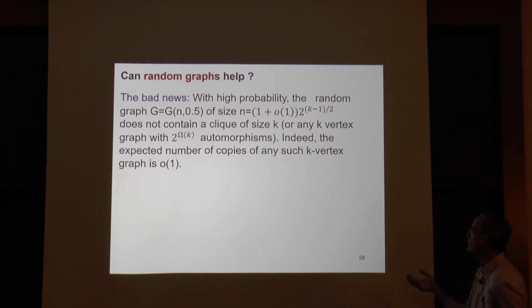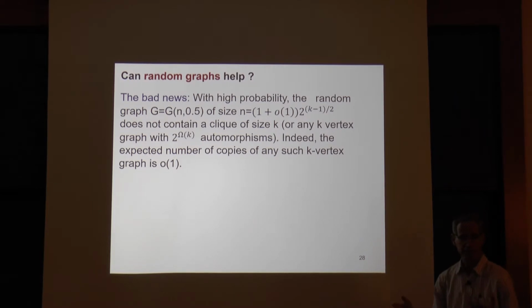automorphisms. And this is just because the expected number of copies of any such k-vertex graph is very small. It will be n choose k, times 2 to the minus k choose 2. And then we will have to divide by the number of automorphisms, right? Because we choose k vertices, then we choose the number of ways to place the graph on these vertices. I'm not sure if what I said was correct, but anyway.